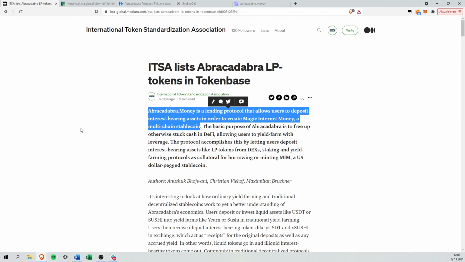For today, we will be taking a look at Abracadabra.money, which is a lending protocol that allows users to deposit interest-bearing assets in order to create Magic Internet Money, a multi-chain stablecoin.